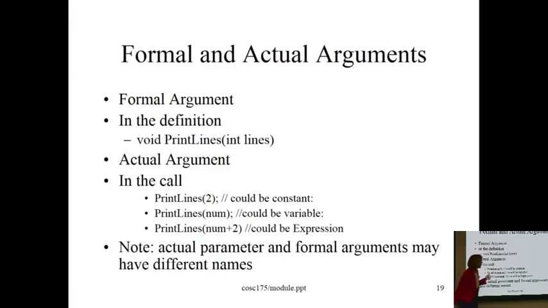Now, if I have no formal arguments, then how many actual arguments do I send? 0, right? So the number and type of the formal and the actual must match. Does that make sense? The number and type of the formal and actual must match. Okay.